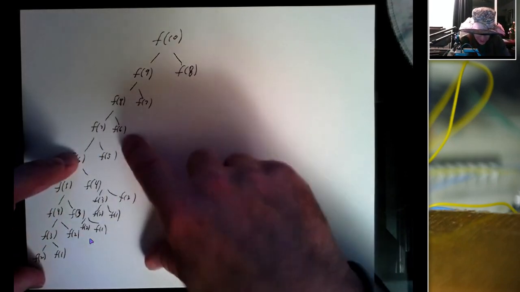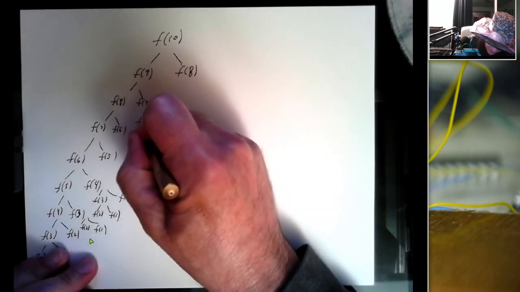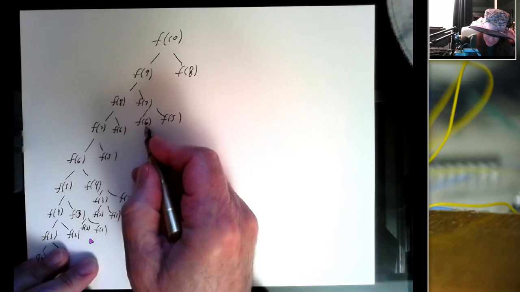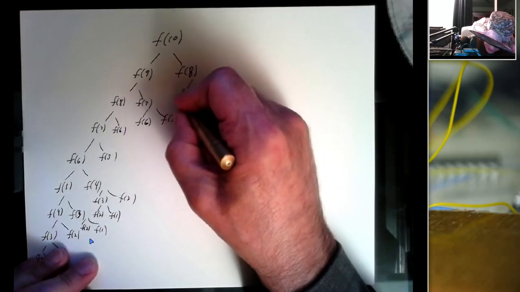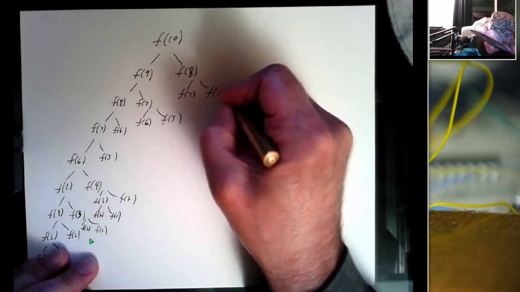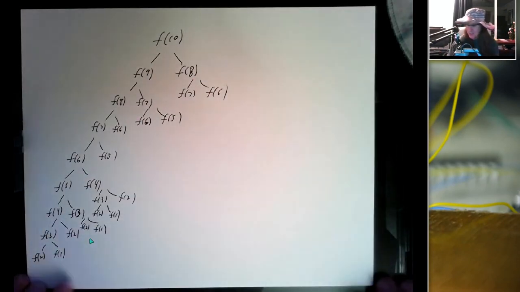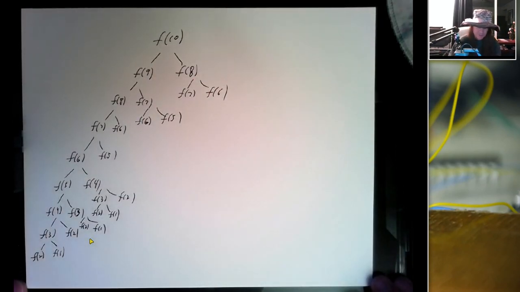All of this work's also going to get done over here. It's also going to get done over here. And it's also going to get done over here. So even for just calculating the 10th Fibonacci number, we're going to have a lot of calls that we have to make to the Fibonacci function.